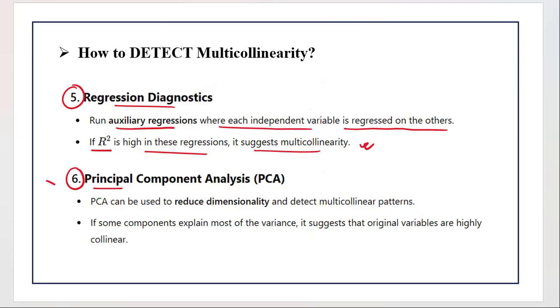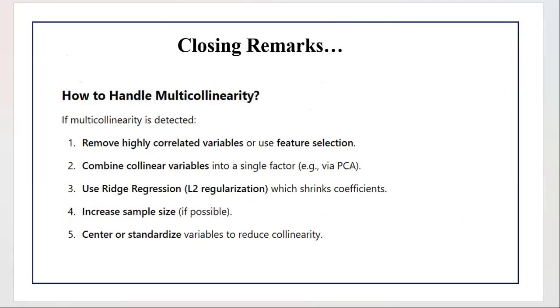Also, a very important approach is the principal component analysis. I'll be covering this in advanced econometrics. PCA can be used to reduce dimensionality. It is basically a method of handling multicollinearity. You can detect and handle it using principal components. Here, if some components explain most of the variance, it suggests that the original variables are highly collinear. I am not going into the depth of the process because I'll be making separate videos for each of these.